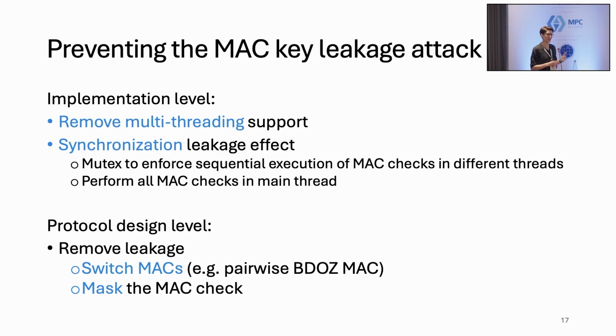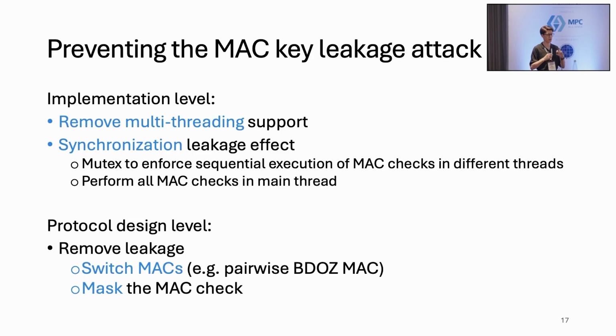Then the protocol just aborts if there's a MAC key leakage, then we're good. But if we still want the efficiency, if we still want multi-threading, we need to be careful and use some synchronization. So the issue really appears if you start one MAC check, and then don't wait until this MAC check passes before you do another MAC check.